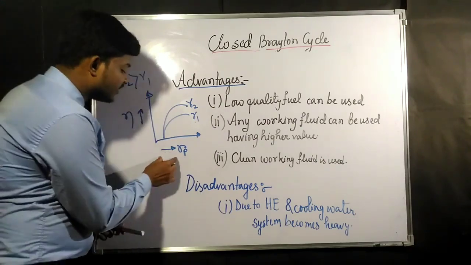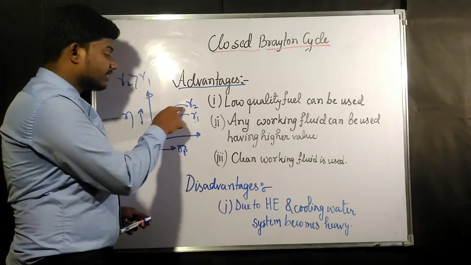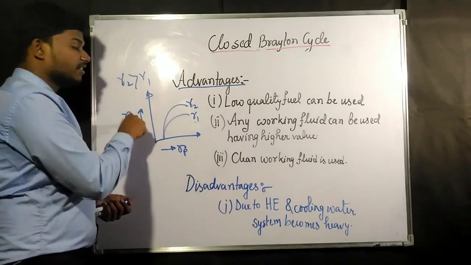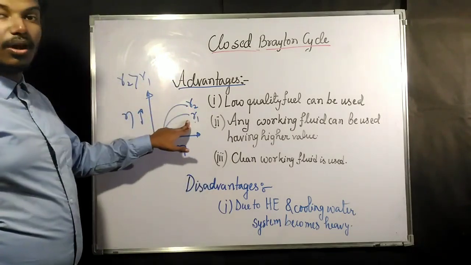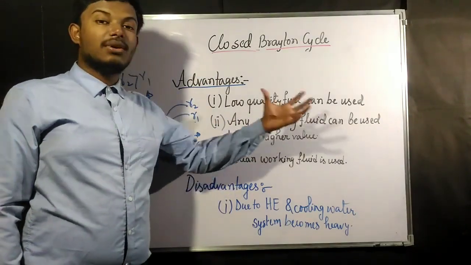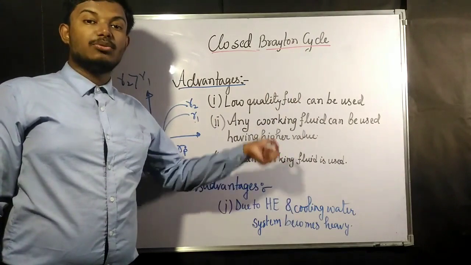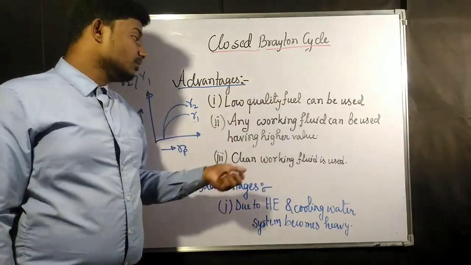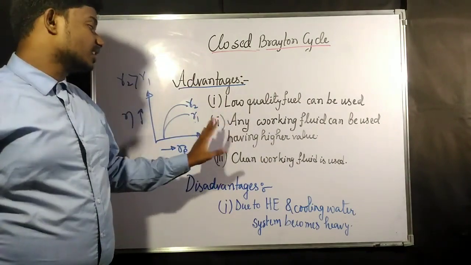Okay, that means for the same increase of pressure ratio, the working fluid having higher gamma is going to give higher efficiency compared to the lower one. So now to increase the efficiency, we can change the working fluid and manipulate the gamma value. We will take a fluid with higher gamma value, and the efficiency is going to increase.